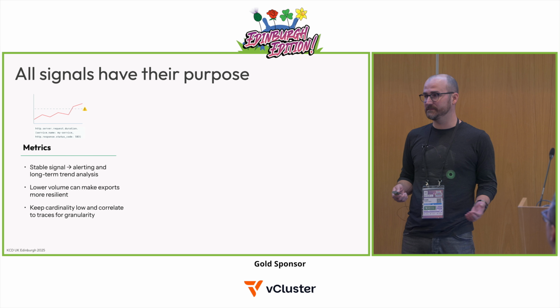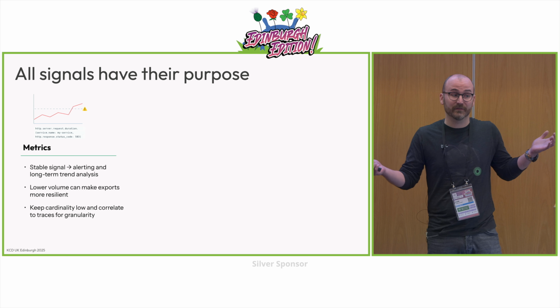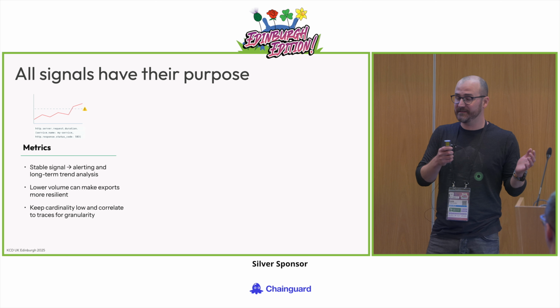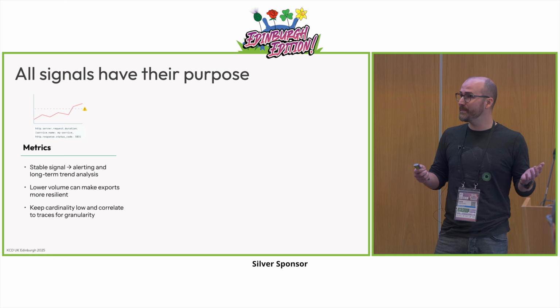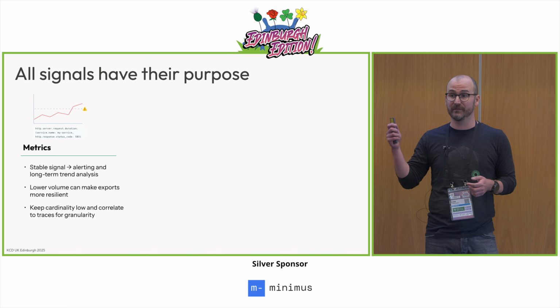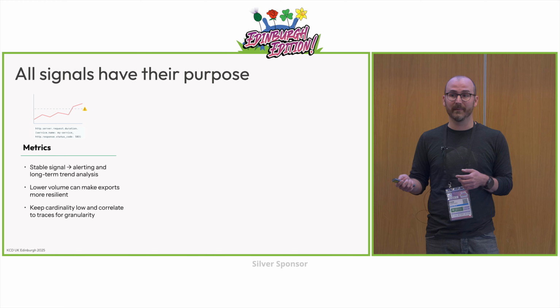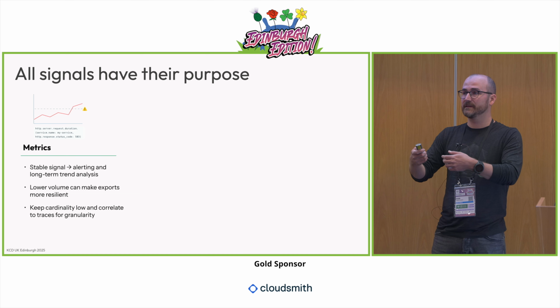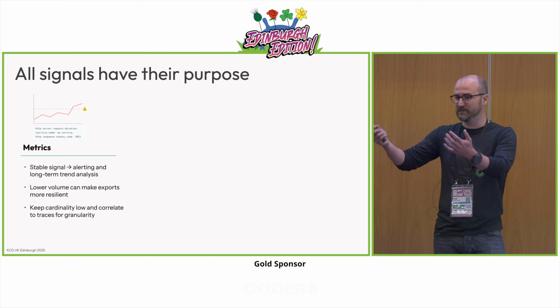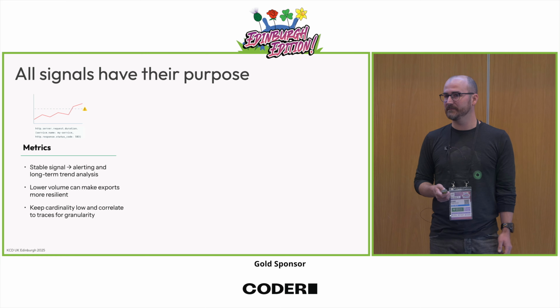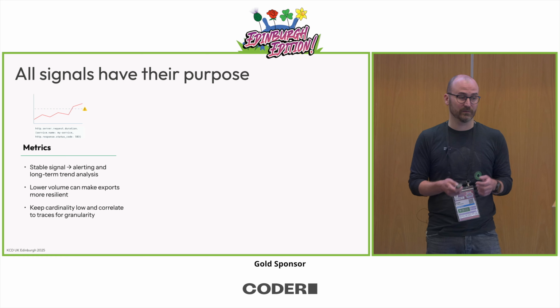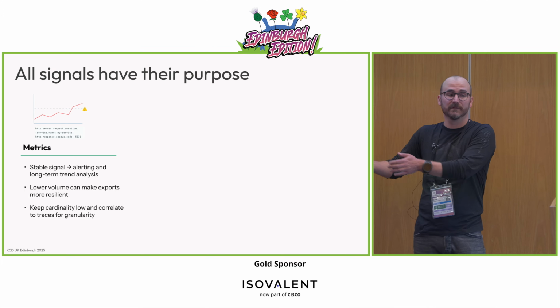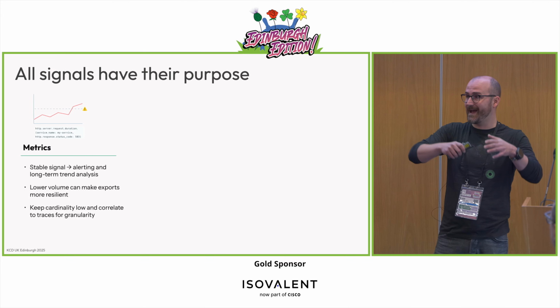So if we are starting with metrics, I think everyone's familiar with metrics. They are a stable signal. What we mean by stable signal is that it doesn't matter if your application is receiving 1 million or 1,000 requests per second. You will generate metrics at a relatively stable amount of telemetry volume, right? So you generate them at frequent intervals.